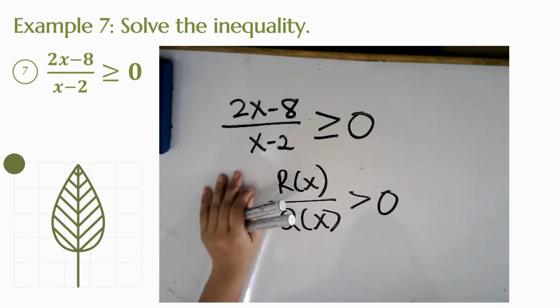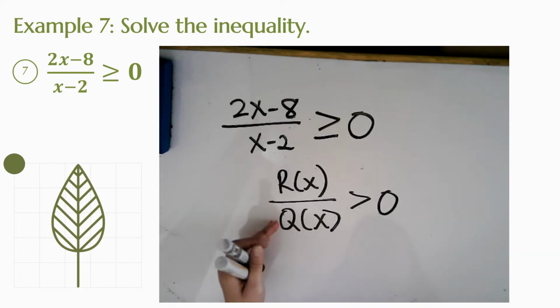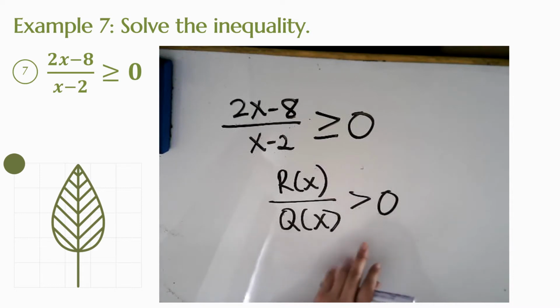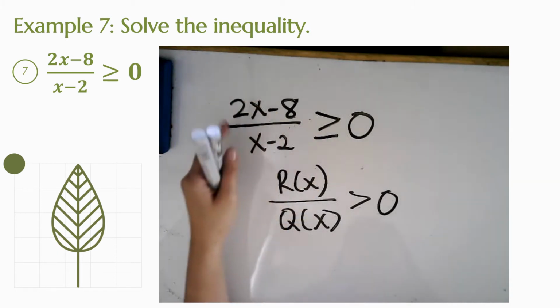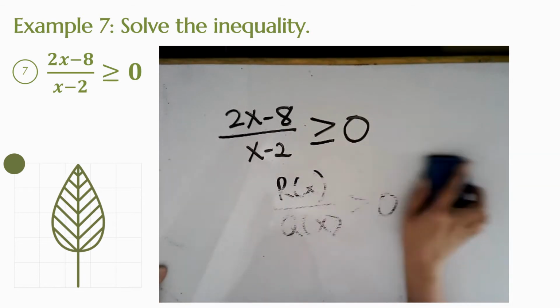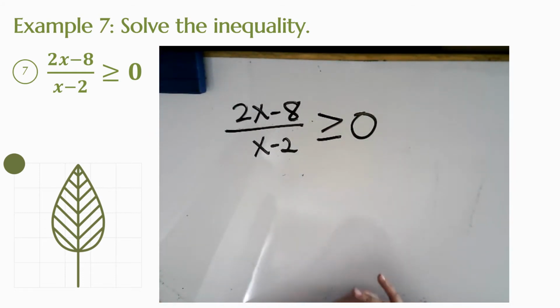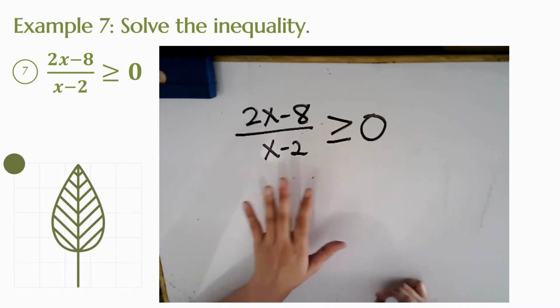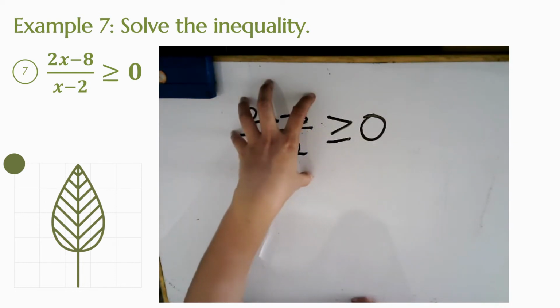So the first step is to write the rational expression in the form r of x over q of x greater than 0, wherein the greater than here can be replaced by less than, or greater than or equal to, and less than or equal to. Now, the given here is already in this form. And then the next step is to write it in a single rational expression on the left side. On this given, it's already a single rational expression on the left side.